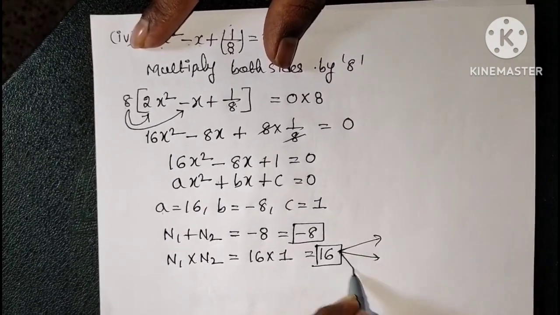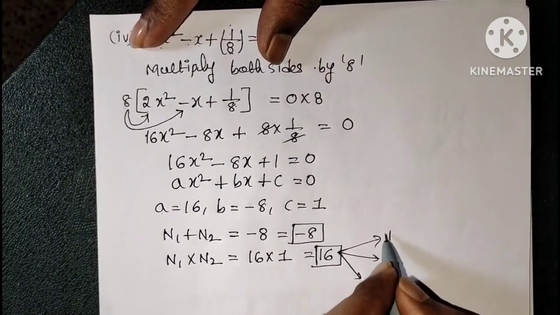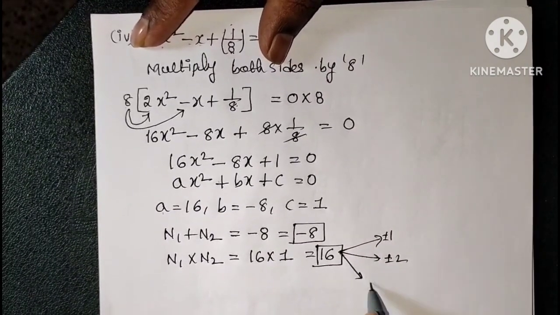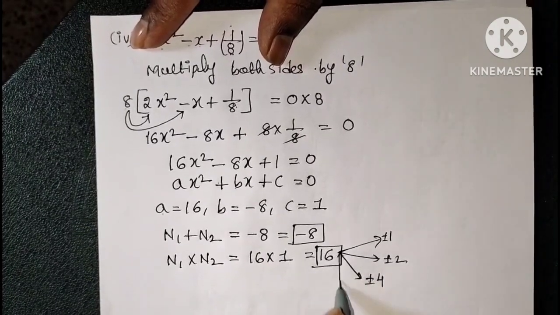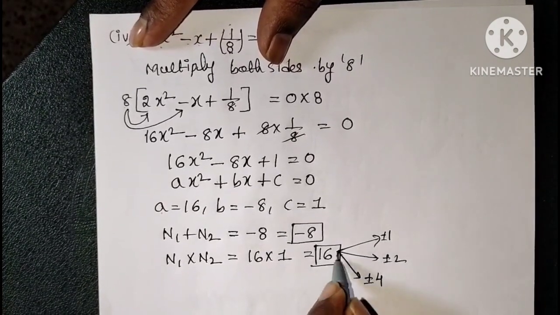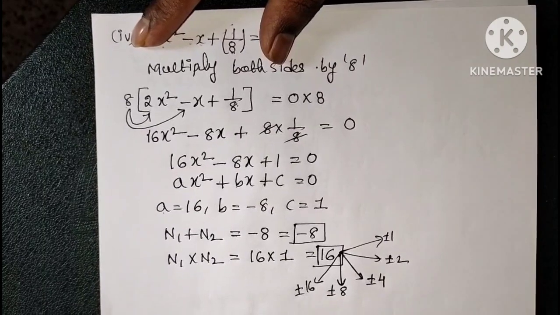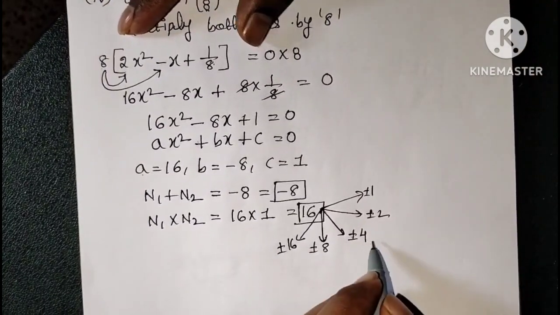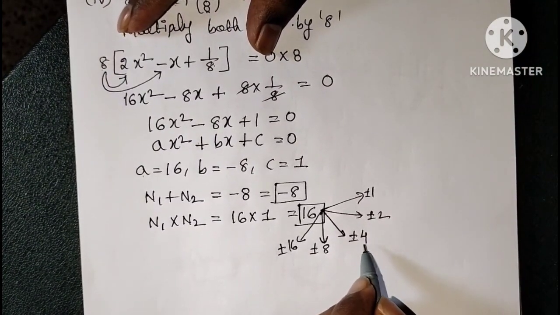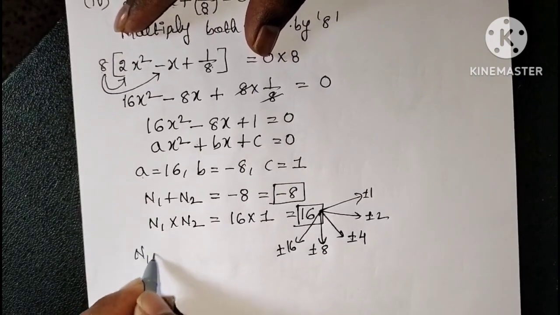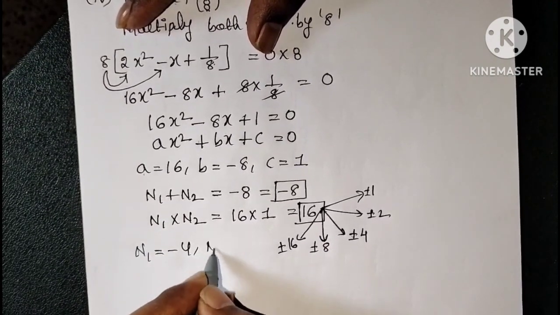In order to find those numbers, we need to find factors of 16. Plus or minus 1, plus or minus 2, plus or minus 4, plus or minus 8, and plus or minus 16. So obviously let us take minus 4, minus 4. n1 is equal to minus 4, n2 is equal to minus 4.